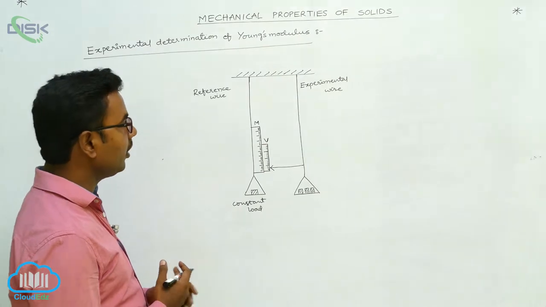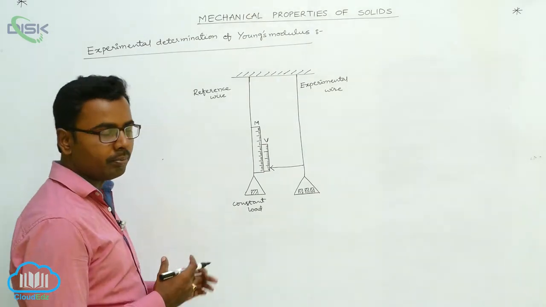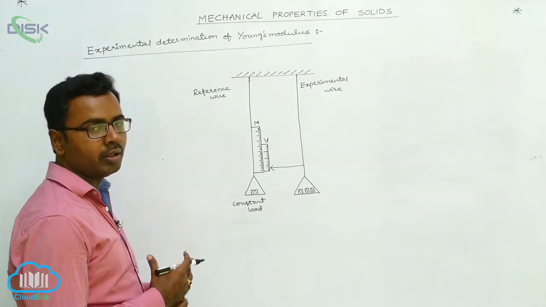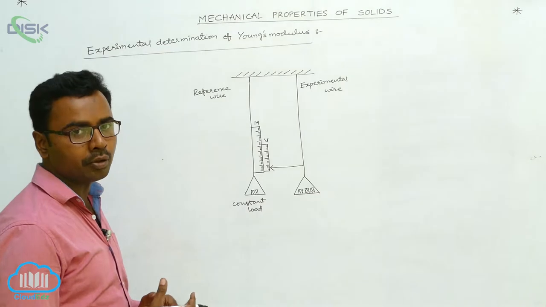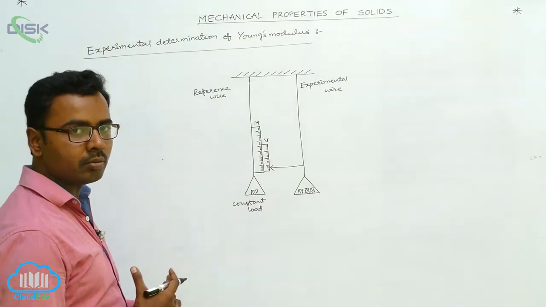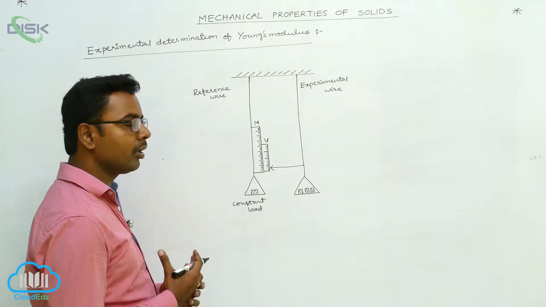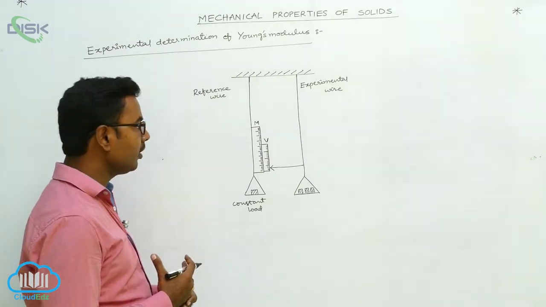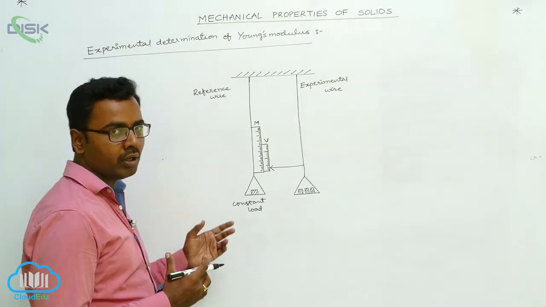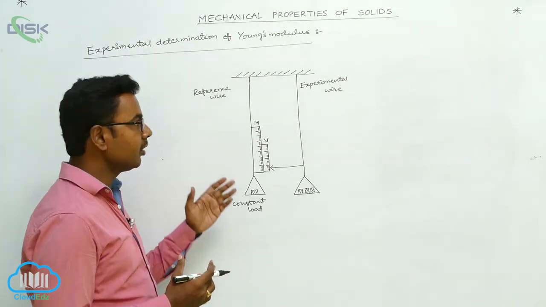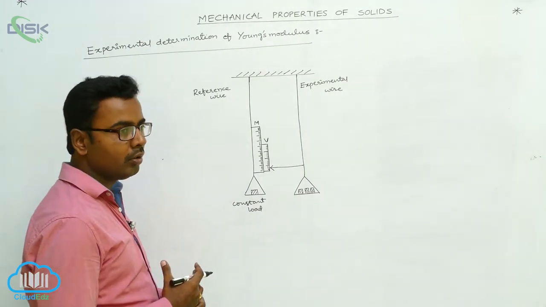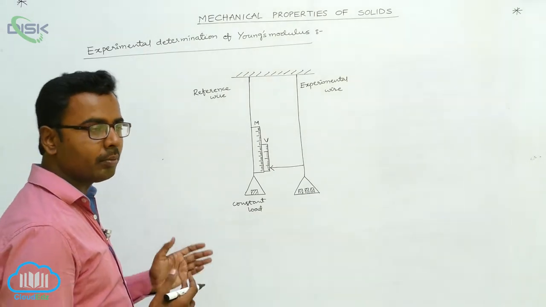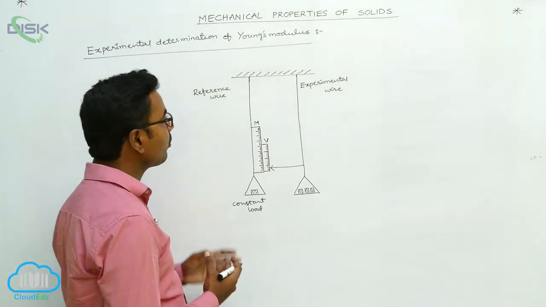First of all, we should take two wires which are identical, meaning the two wires should be made up of the same material, the material for which we are going to find the Young's modulus. For example, to find the Young's modulus of copper, both wires should be made up of copper. Identical also means they have the same length and same area of cross section, meaning the radius of both wires is the same. Here we take two wires of same material, same length, same radius, suspended from a rigid support.